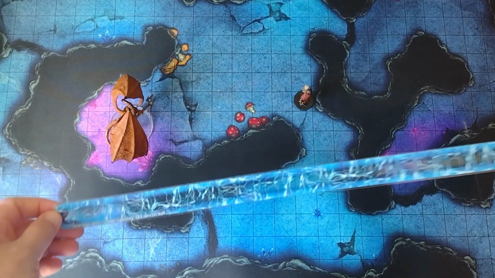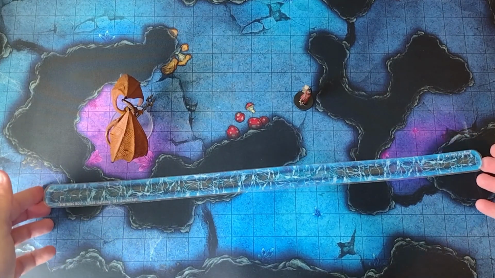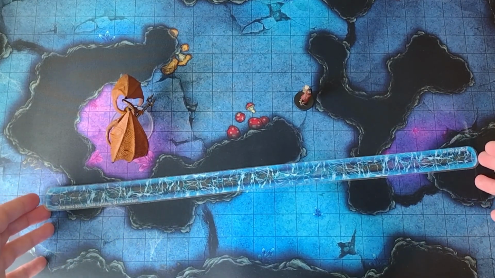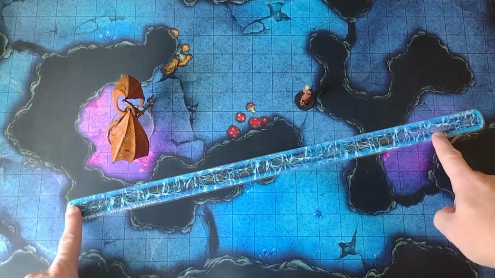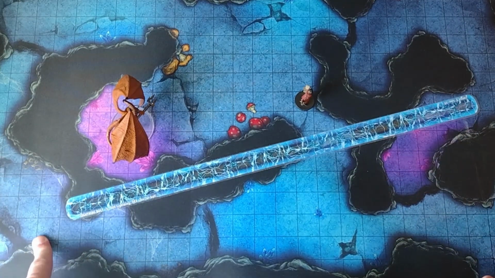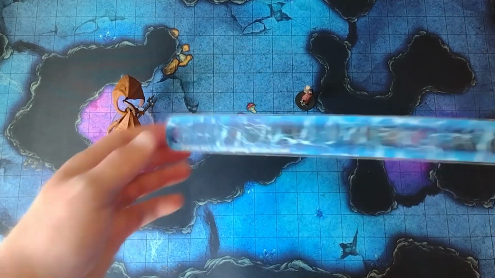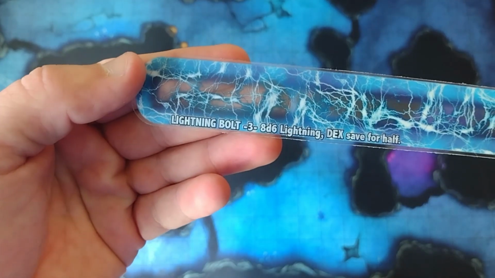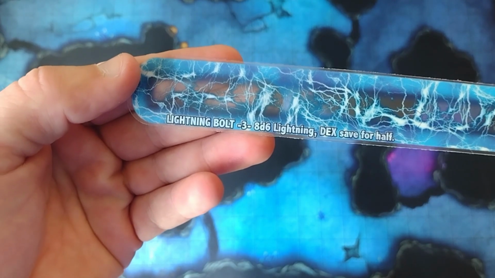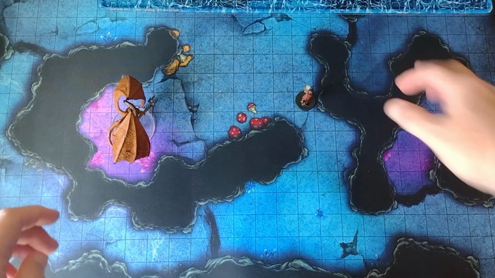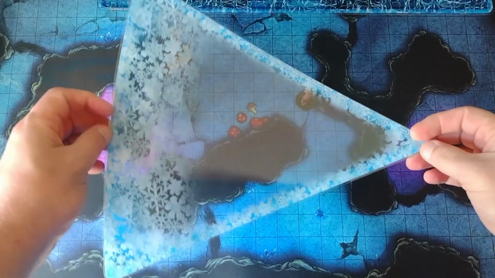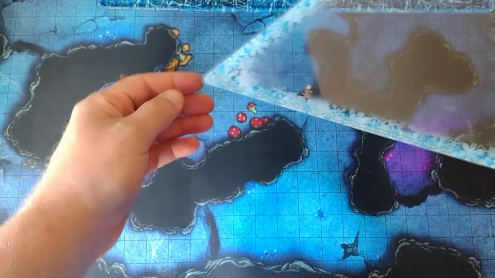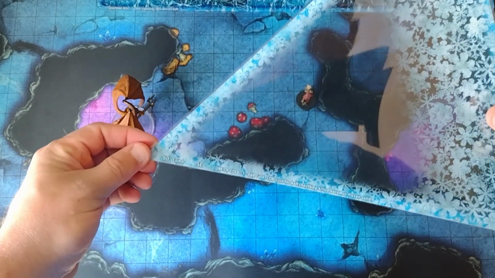So we'll start out with the biggest of the templates, and here we have a 100 foot by 5 foot lightning bolt. It is very long. You can see it stretches quite a distance, and again, like I said, we have the little text that reminds you of the very basics of what the spell does. We'll move on from the lightning bolt to the next extremely large piece, and that is this huge 60-foot cone. Good old cone of cold right there.